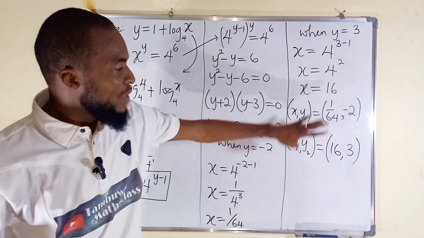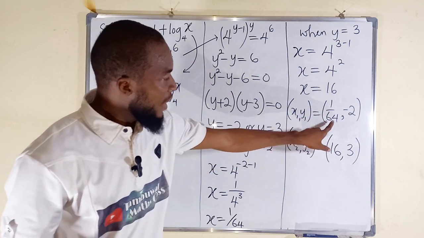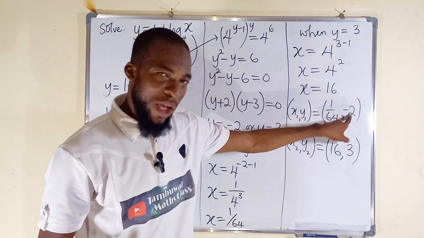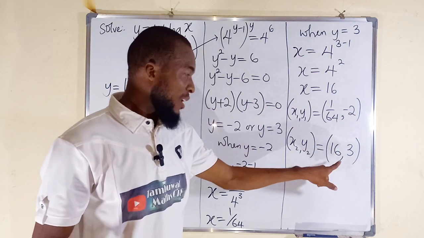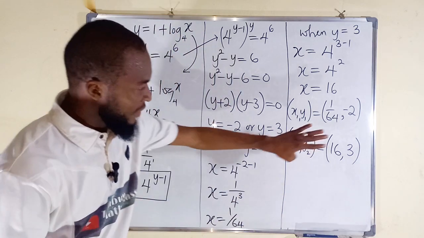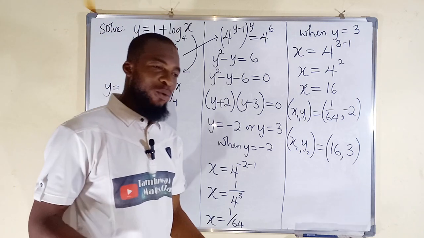So these are the right combinations. We have how many solutions? Two solutions. x could be 1 divided by 64 if and only if y is negative 2. x can also be 16 if y is 3. Your assignment is to test them in the main equations to see whether they satisfy them or not.